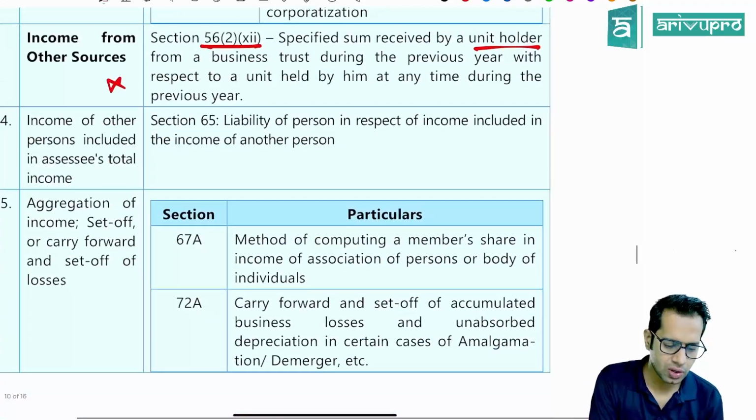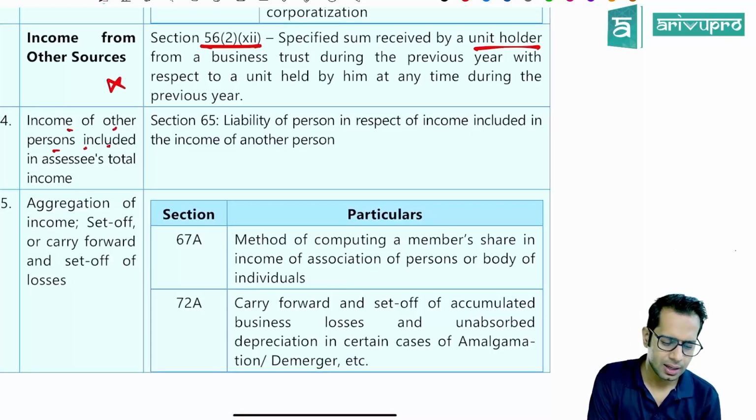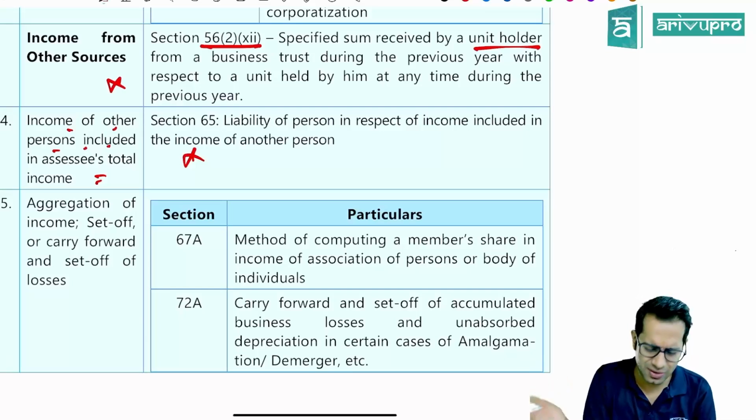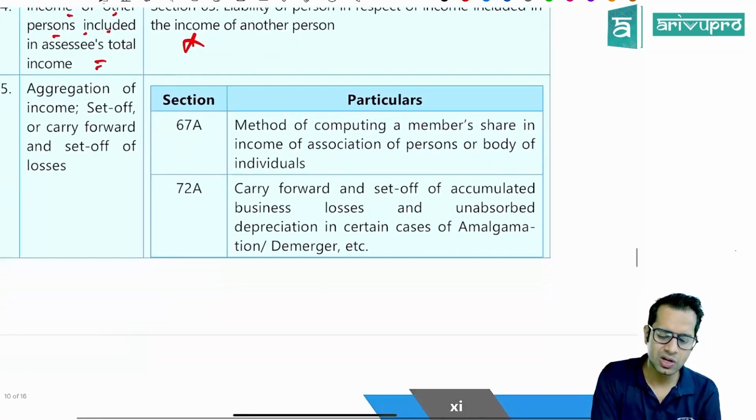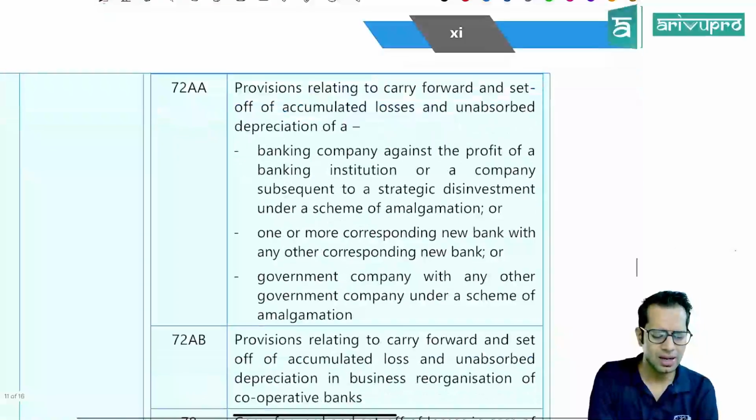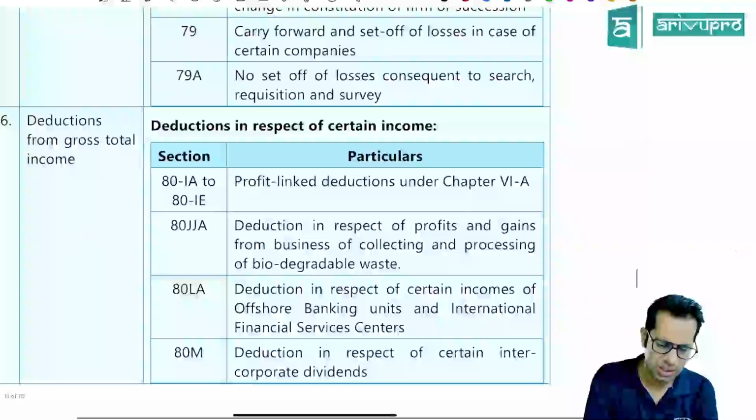Like your income from this, your clubbing of income, liability of a person included, etc. Section 65 was not applicable to you. Then aggregation and set off, these sections were not applicable to you, and now also they are not applicable.